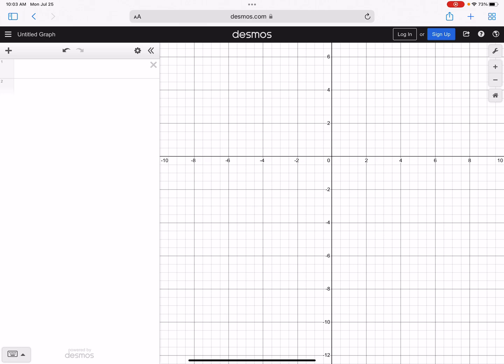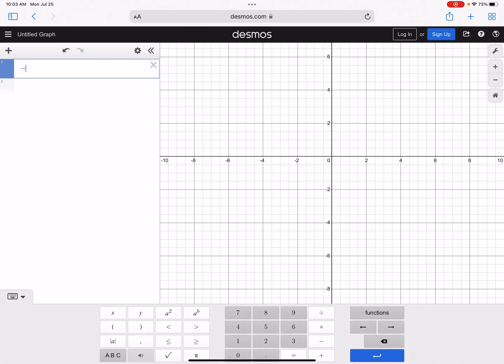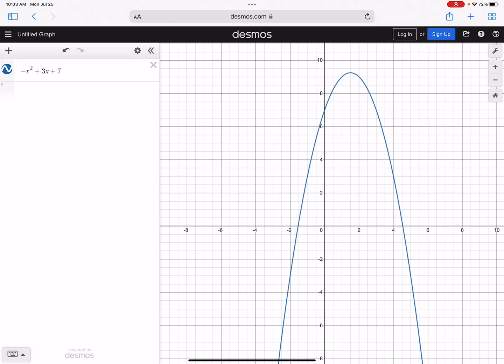So -x squared plus 3x plus 7. And if we look, it does hit at 7 right there. So that means that it still follows the y equals mx plus b, where that constant term is where it hits. But if you notice, it has a high point instead of a low point. So it goes as a maximum. Like if I kicked a soccer ball, this is what it would look like. Or if I ran a business and I was selling t-shirts, this could be my profit graph.